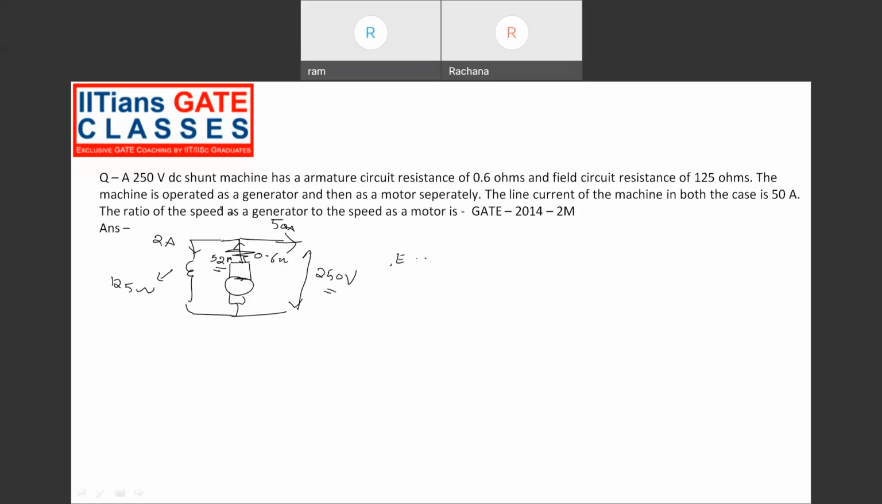The induced EMF E can be given as 250 volts plus 52, the armature current, into the armature resistance 0.6 ohms. This gives us 281.2 volts. Let's say we call it E generator. Now we are operating the same machine as a motor across the same supply.